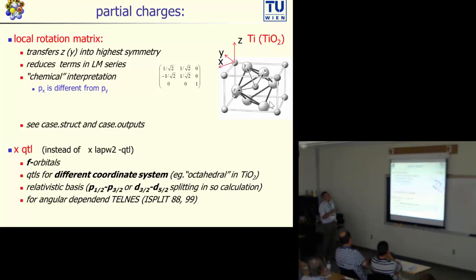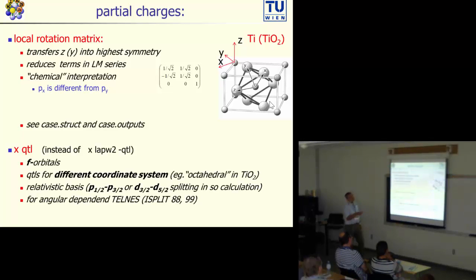WIEN2k has something special also, which I should mention, that is called the local rotation matrix. That means we have a crystal like rutile TiO2, which is tetragonal. Then you would usually say, this is my x-axis, this is y, and this is the z-axis, the tetragonal axis. But if you look carefully, you see that there is a coordination of this atom in one direction, but not in the other direction. So these two oxygen, they sit on this diagonal here, but in this diagonal there are no atoms.